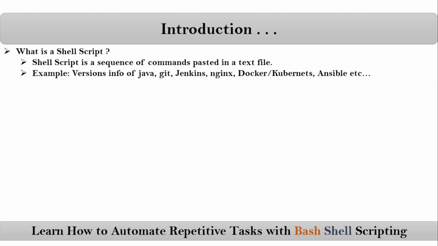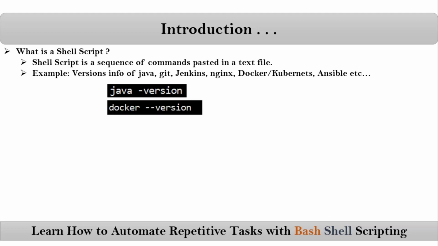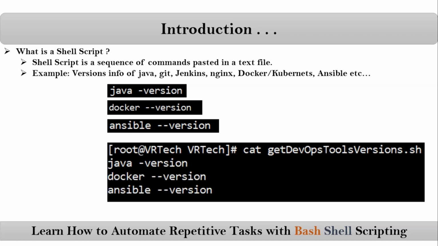Suppose I want to find the version info of some DevOps tools like Java, Git, Jenkins, Nginx, Docker, Kubernetes, Ansible. Let me take some of them. If you want to find the Java version, this is the command. If you want to find the Docker version, this is the command. And for the Ansible version, this is the command. Now, if you place all these three commands in a text file, then that is called a shell script. Like this, I have taken a text file, and in that we placed three commands one by one in sequence. Now, this is a simple shell script.